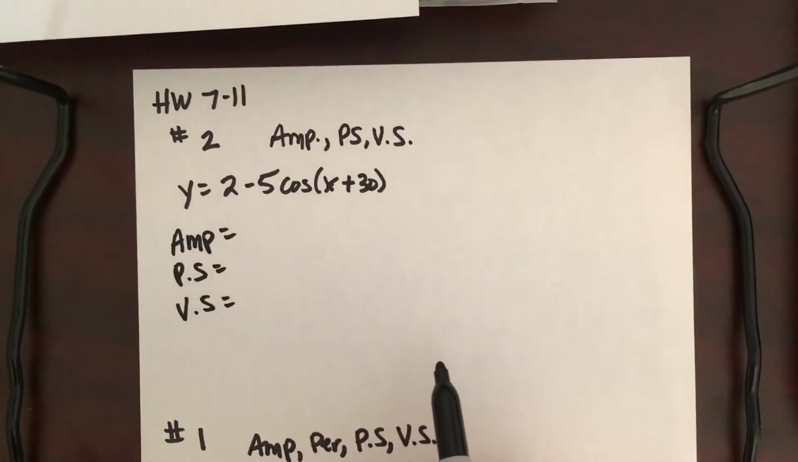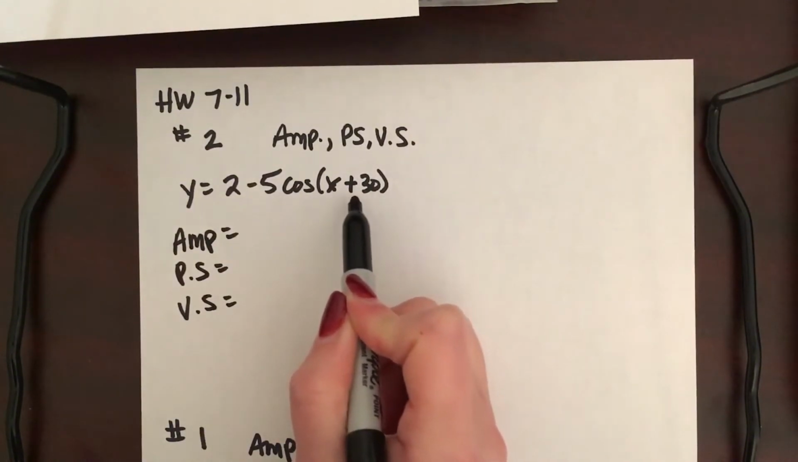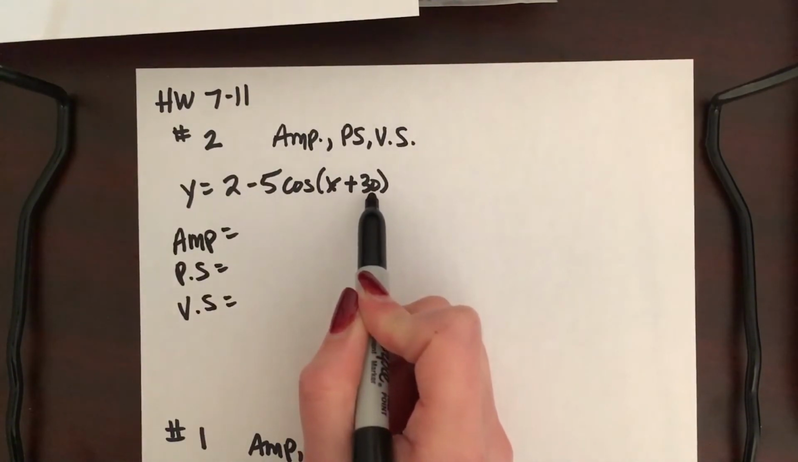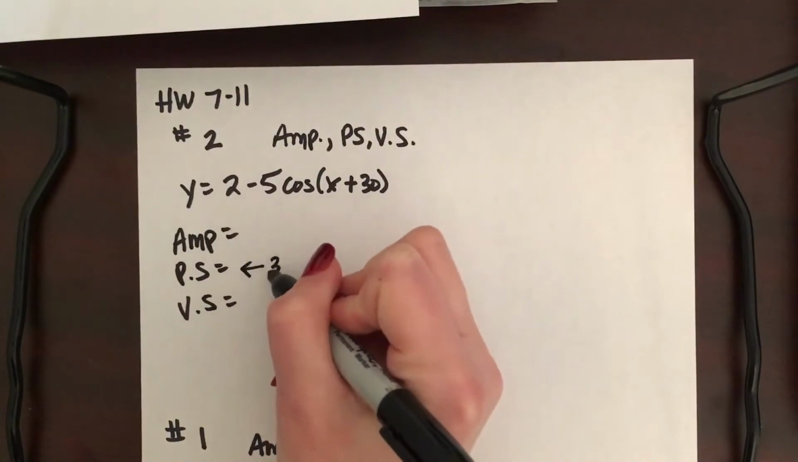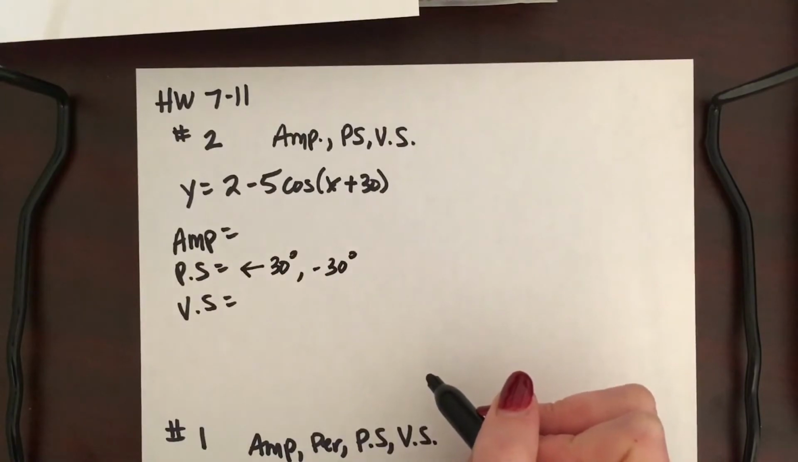All right, a phase shift is when we have something inside the parentheses that's being added or subtracted, and it's going to be the opposite. So this plus 30 really means I'm moving left 30 degrees, or you could say minus 30. We're going to take away 30 from all of them.